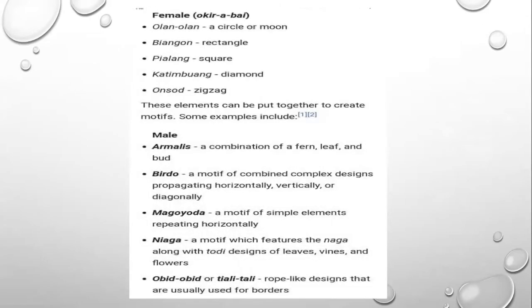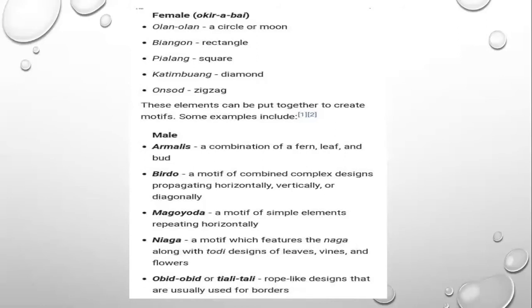For the female, okir a bay: olan-olan, a circle or moon; biangon, rectangle; pialang, square; katimbuang, diamond; unsod, zigzag. These elements can be put together to create motifs.